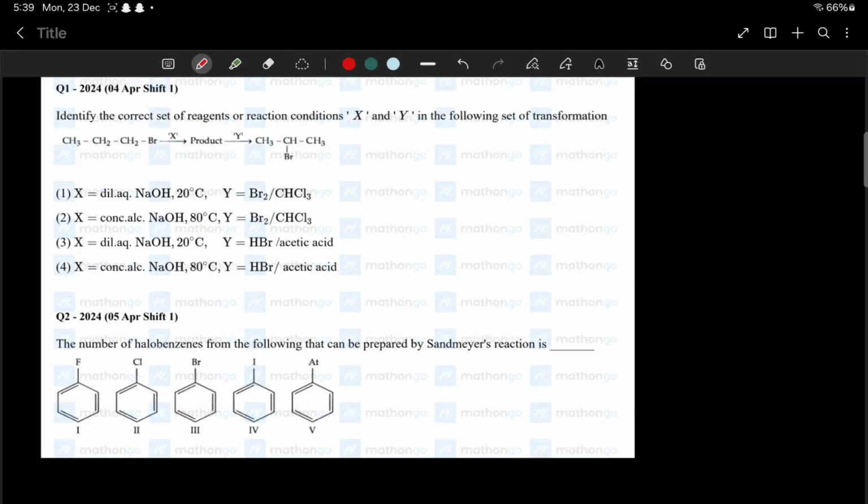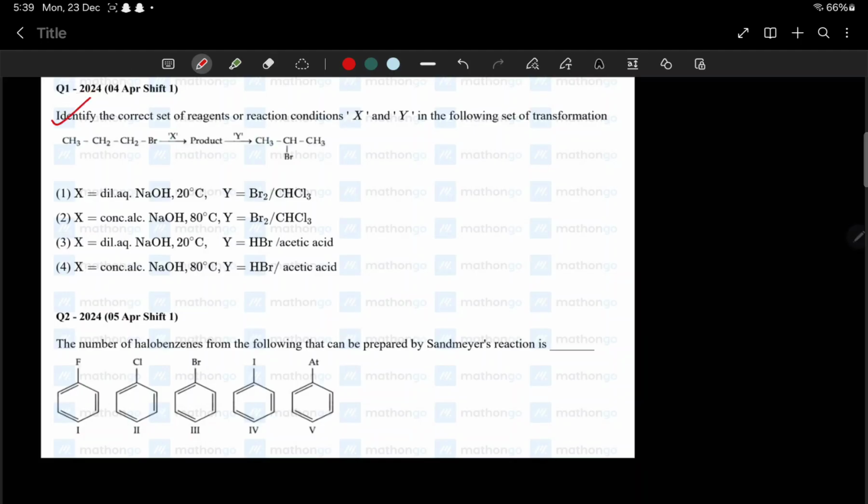So now we are back with the previous year questions of the Haloalkanes and Haloarenes chapter. That will be the April 2024 April shift. April phase questions will be discussed today in the session. So we have the questions in front of us. The first question from April 4th shift 1.